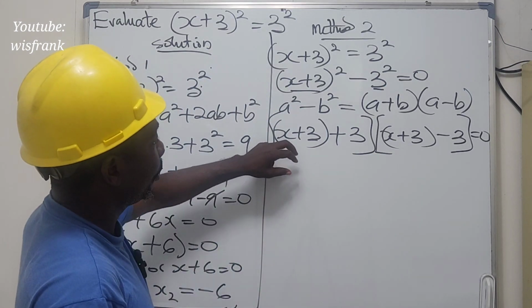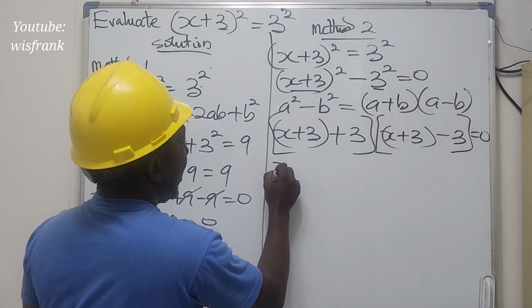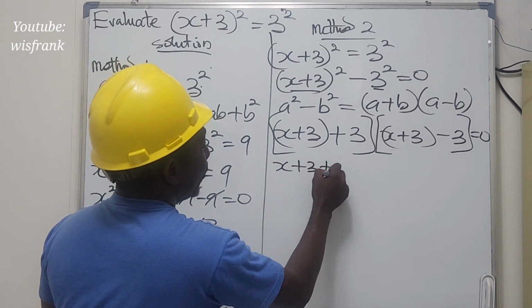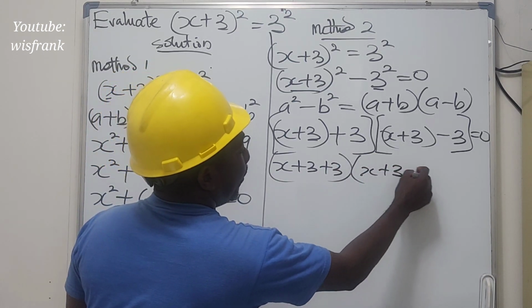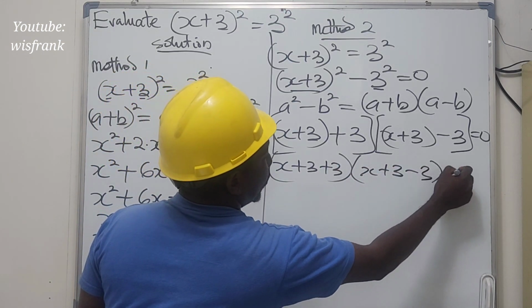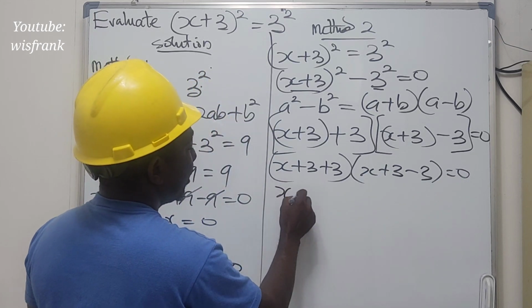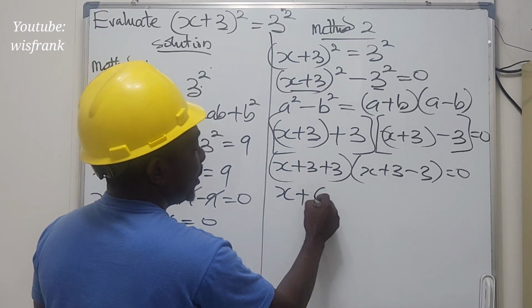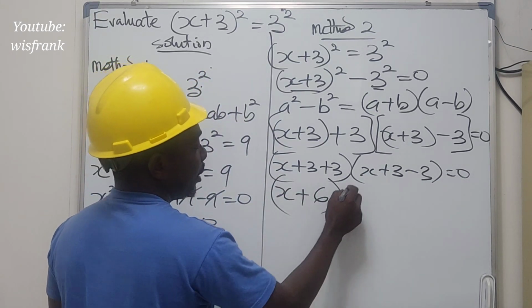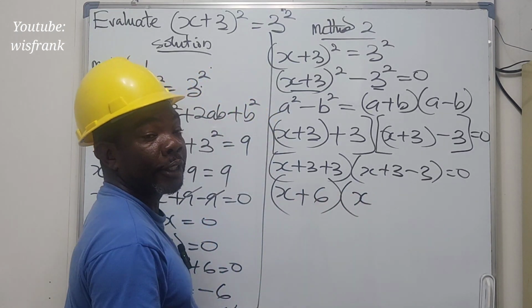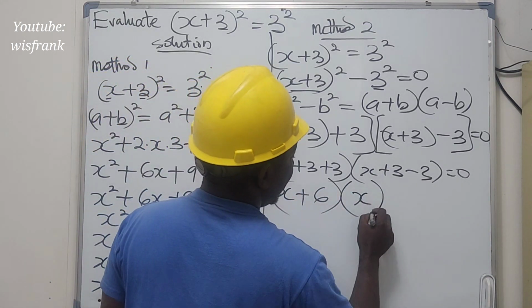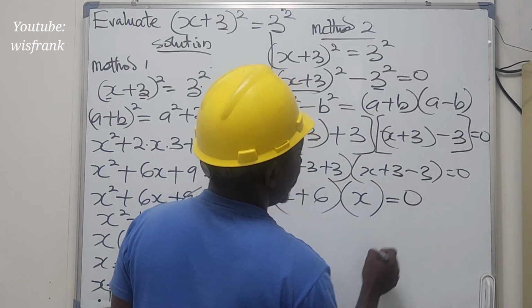That is what we have. So this will give us (x + 3 + 3), then we have (x + 3 − 3), all equals 0. x + 3 + 3 is x + 6. For the second parenthesis, we have x here plus 3 minus 3, which is 0. So we have here x, all equals 0.